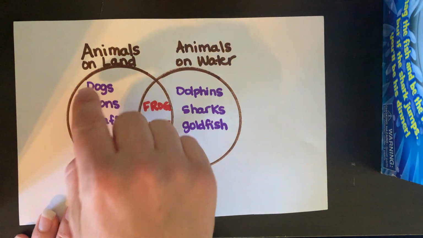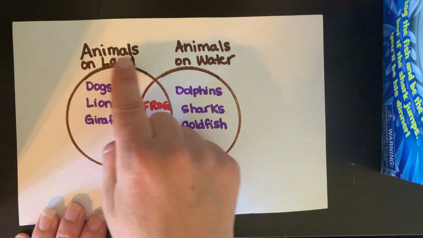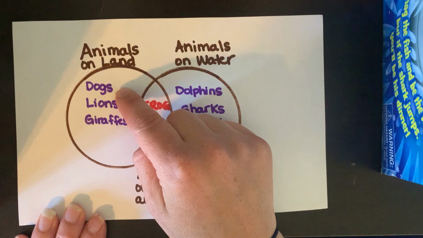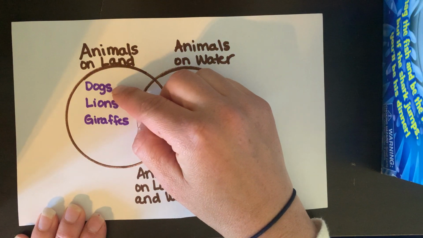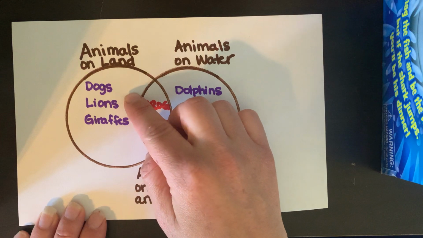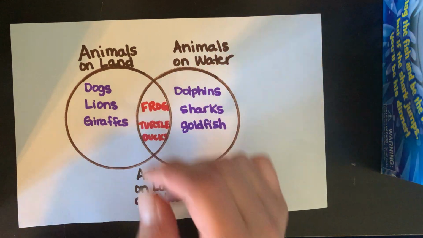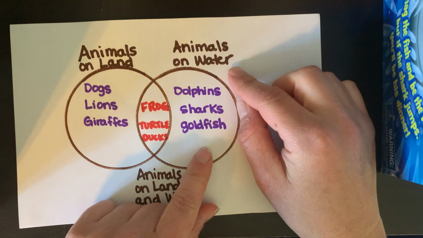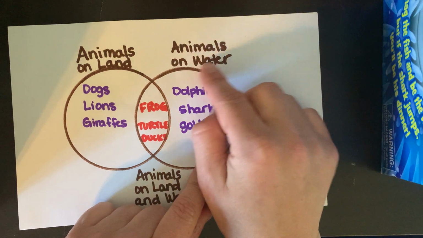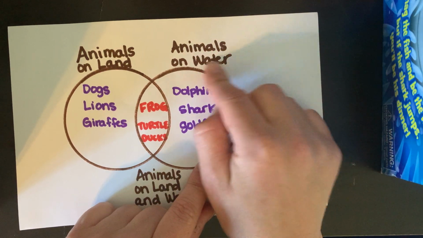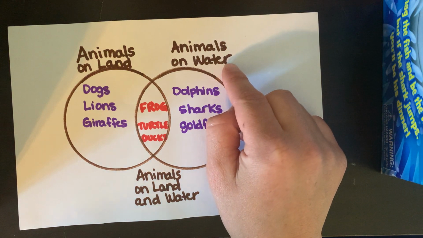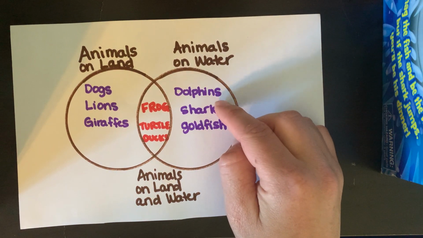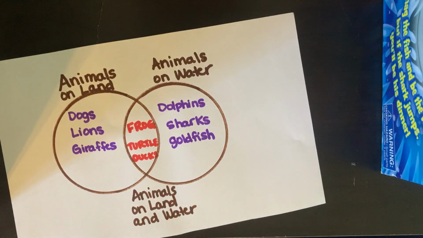So if I look over here, I see the heading animals on land. And I can see the animals that fit this classification. Dogs are animals that you can find on land, lions are, and so are giraffes. On this side, I wanted to have a different classification or look for something different that animals have in common. And these are animals that can be found on the water: dolphins, sharks, and goldfish.